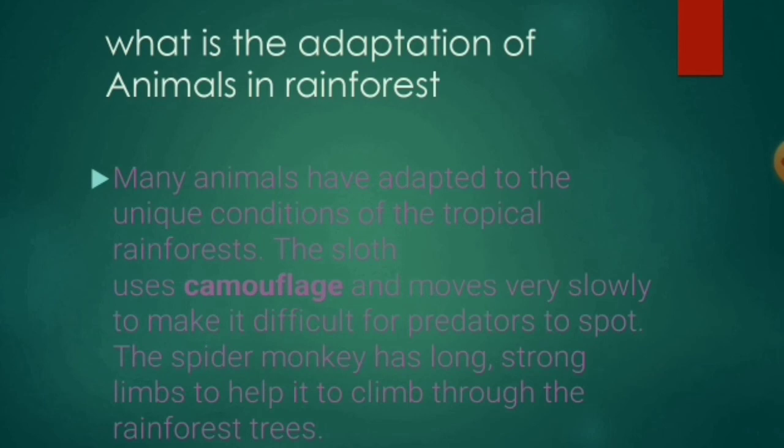And now let's learn what the adaptation of animals in the rainforest is. Do you know friends, many animals have adapted to the unique conditions of the tropical forest. The sloth uses camouflage and moves very slowly to make it difficult for predators to spot. The spider monkey has long strong limbs to help it climb through the rainforest. Friends, due to the adaptation of the rainforest, there are animals called the sloth and the spider monkey.